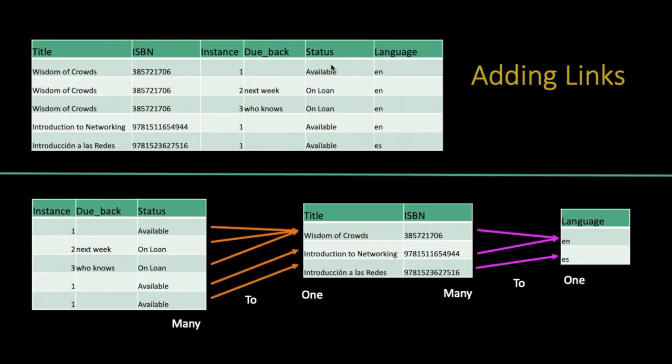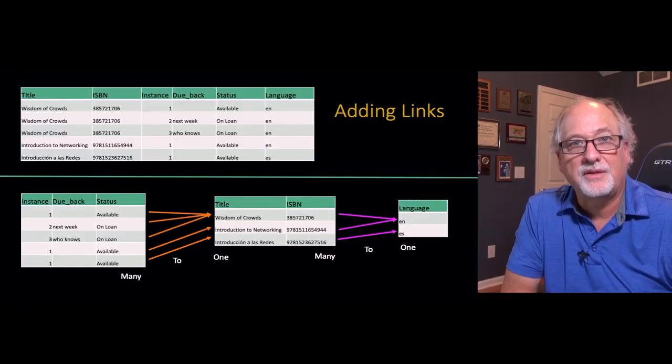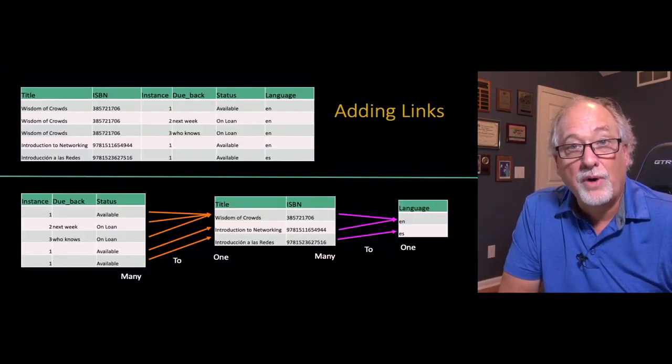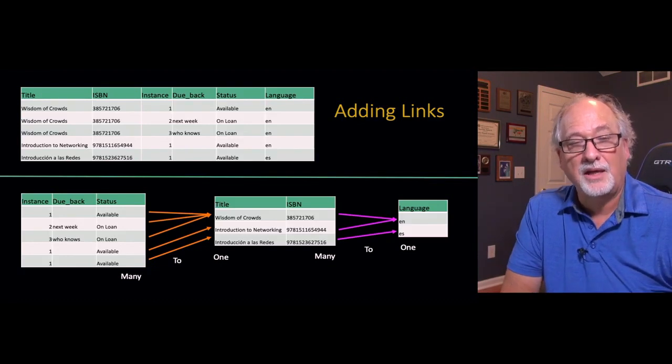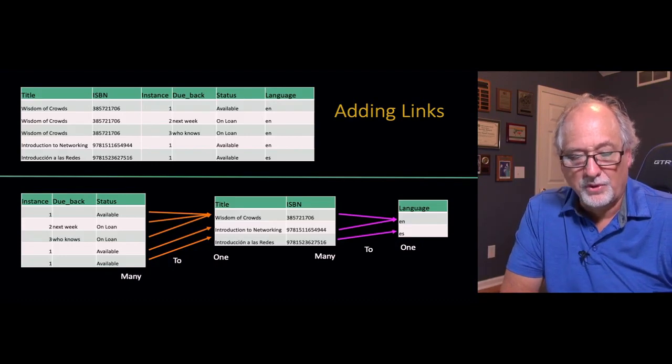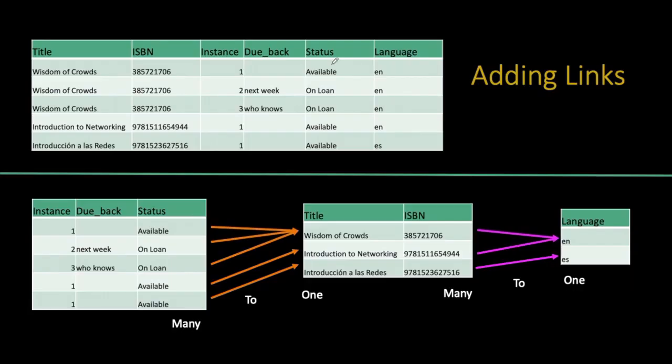And so this is where we have to be able to make connections. This is the essence of relational databases: they don't replicate data, but they make connections from one data item to another data item. In the case of the wisdom of crowds, we are going to have 3 book instances, but somehow they all point to one book in the book table, right? And we have 2 books that point to the English language and 1 points to the Spanish language.